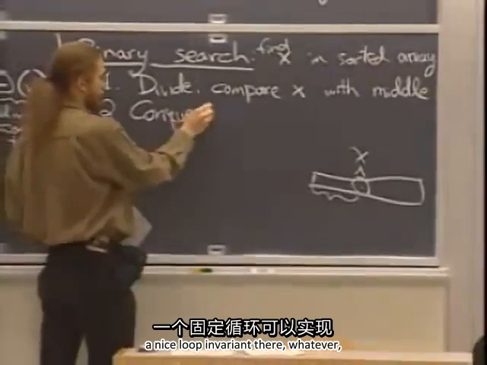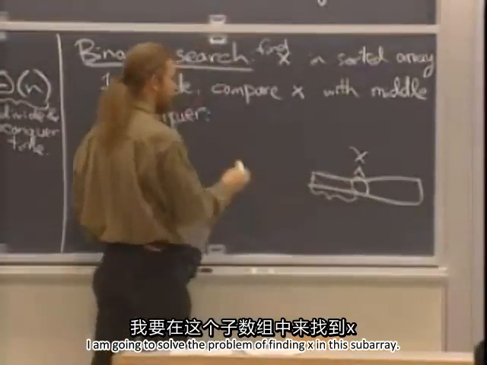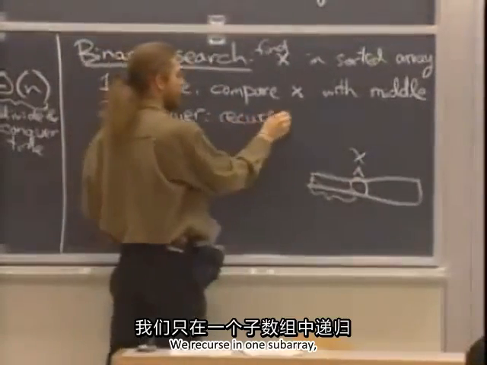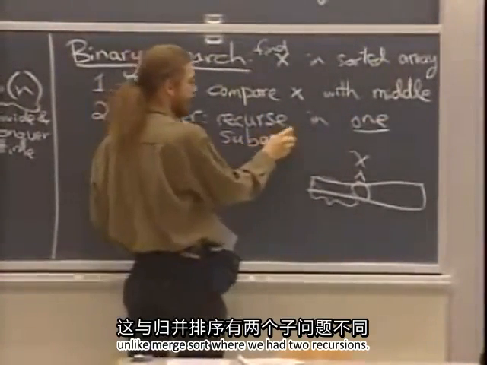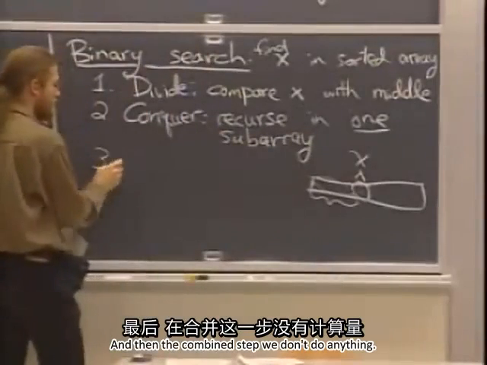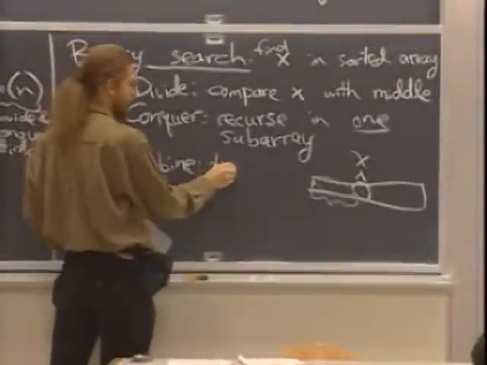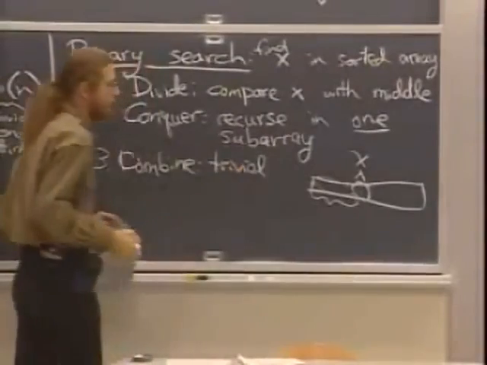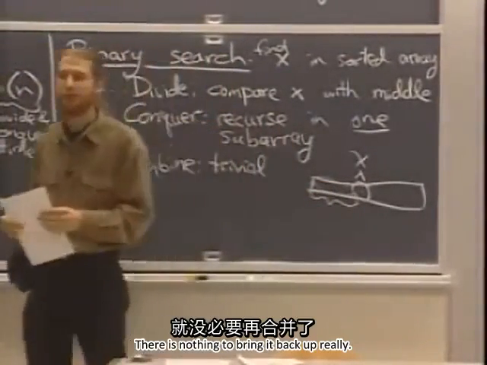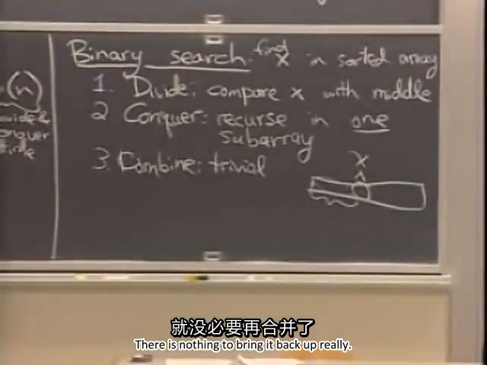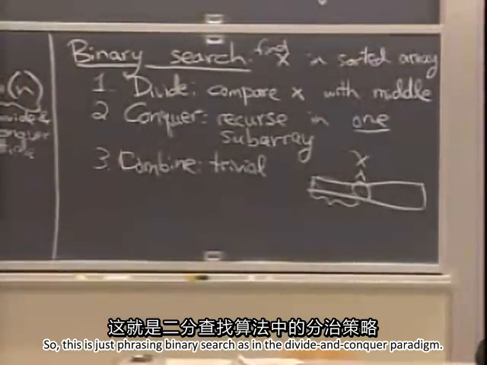Nice loop invariant there, whatever. But we're just going to think of that recursively. I'm going to solve the problem of finding x in this subarray. So we recurse in one subarray, unlike merge sort where we had two recursions. And then the combine step, we don't do anything. If you find x in here, then you found x in the whole array. So there's nothing to bring it back up, really. So this is just phrasing binary search in the divide and conquer paradigm.